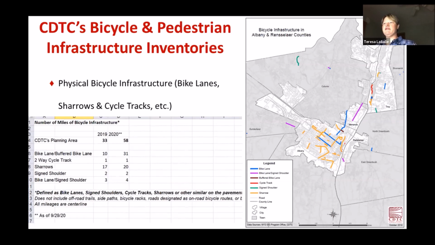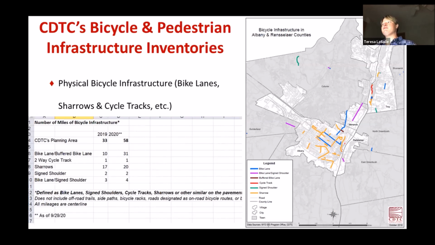So when we started back in 2018, there weren't that many treatments in the region, but these are really growing. First we just had a lot of sharrows in the city of Albany, but now we're seeing bike lanes and cycle tracks and all sorts of innovative treatments. So it's already grown. The chart on the slide will show you that just between 2019 and 2020, we've added about 25 miles of this infrastructure, and a lot of that is due to the Empire State Trail and a lot of on-road treatments there with bike lanes, buffered bike lanes, and some two-way cycle tracks.